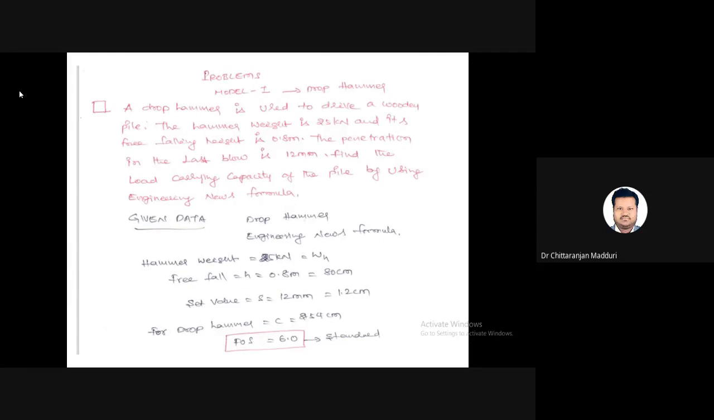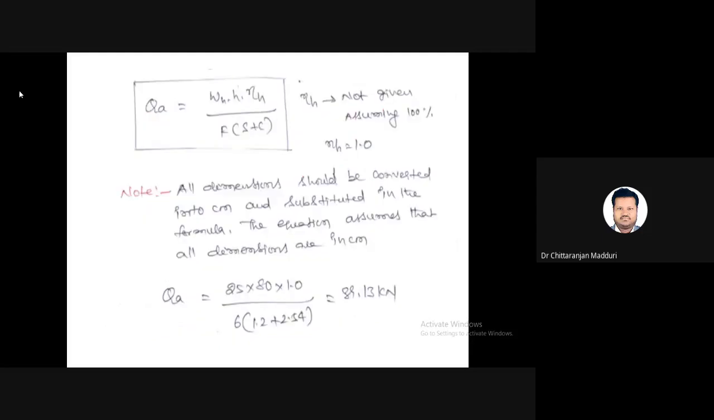Weight of hammer equal to 25 kilonewtons. Height of fall equal to 0.8 meters, convert it into 80 centimeters. Set value 12 mm, in centimeters 1.2 centimeters. For drop hammer, it is mentioned in the problem that it is a drop hammer, so C equal to 2.54 centimeters. Factor of safety is not given in the problem, so assume the standard value 6.0. Hammer efficiency is also not given in the problem, so assume it as 100%. Hammer efficiency equal to 1.0.